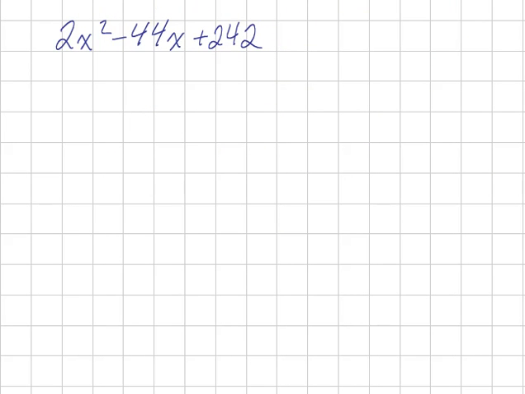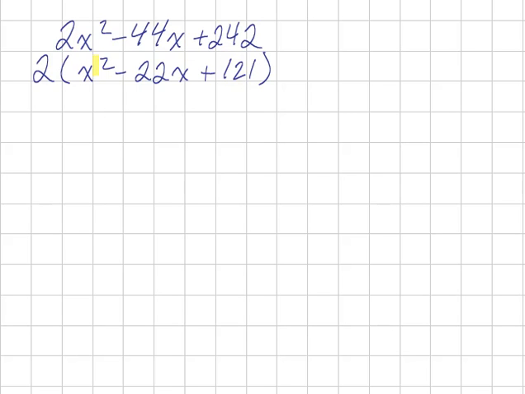In this case, you'll notice that the first term and the last term are not perfect squares, but they do have a common factor in all of them, and so let's pull that common factor out and see what happens. We get 2 times x squared minus 22x plus, what's that, half of 242, 121.